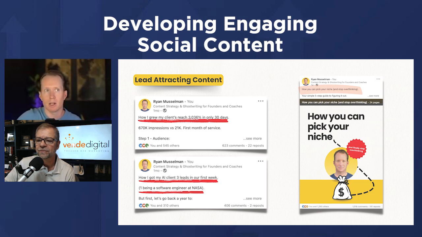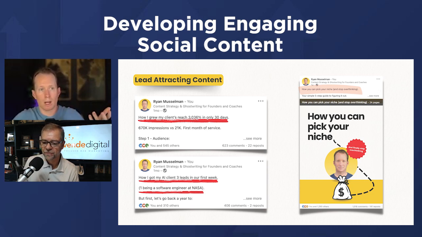How you is another way to do it. How you can pick your niche. Okay. That's a problem for people, right? Or a desire for people. People want to know who they speak to. So there's your desire. And stop overthinking. That's a big problem for people. So desire on the left, problem on the right. Then we take them through a simple 5-step guide. This is actually my best post of the year right now. And it's all because of the educational component that allows and equips someone to take immediate action.